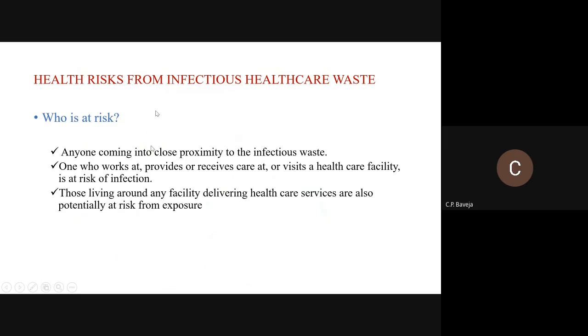Then health risks from the infectious healthcare waste. What are the health risks from this infectious healthcare waste? So number one is, who is at risk? Anyone coming into close proximity to the infectious waste, anyone who is coming in contact with or close to the infectious waste, may be at risk.